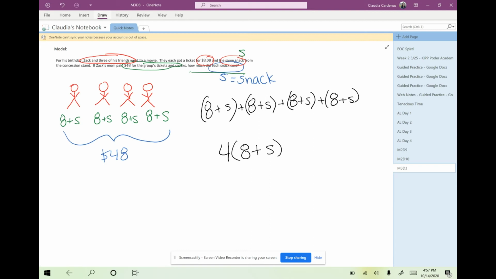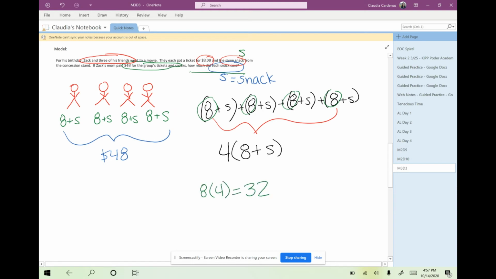Remember, repeated addition is the same thing as multiplication, so I could write it like that, being very careful that my S looks like an S and not a 5. I could also go back and see that there are 4 8s. 1, 2, 3, 4. So what is 8 plus 8 plus 8 plus 8? Well, I know that's the same thing as 8 times 4, which is 32. And then how many S's do we have? Well, let's see, we have 1, 2, 3, 4. We had 4 snacks. So I can write 4 S plus $32 for tickets as another expression.